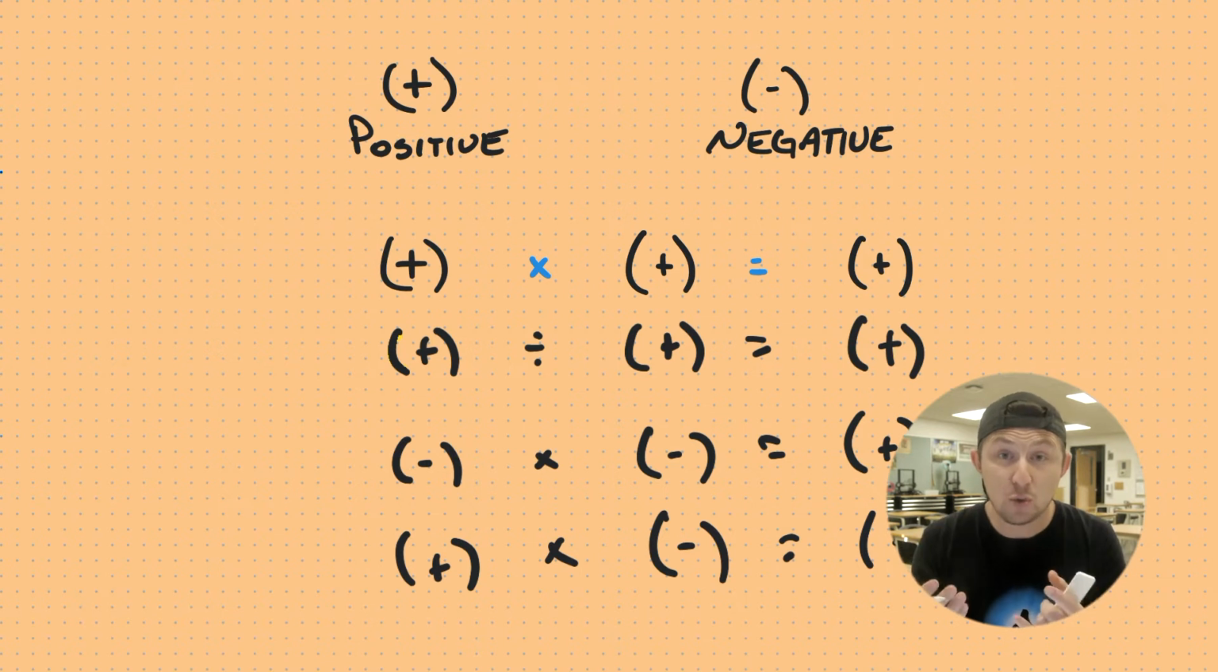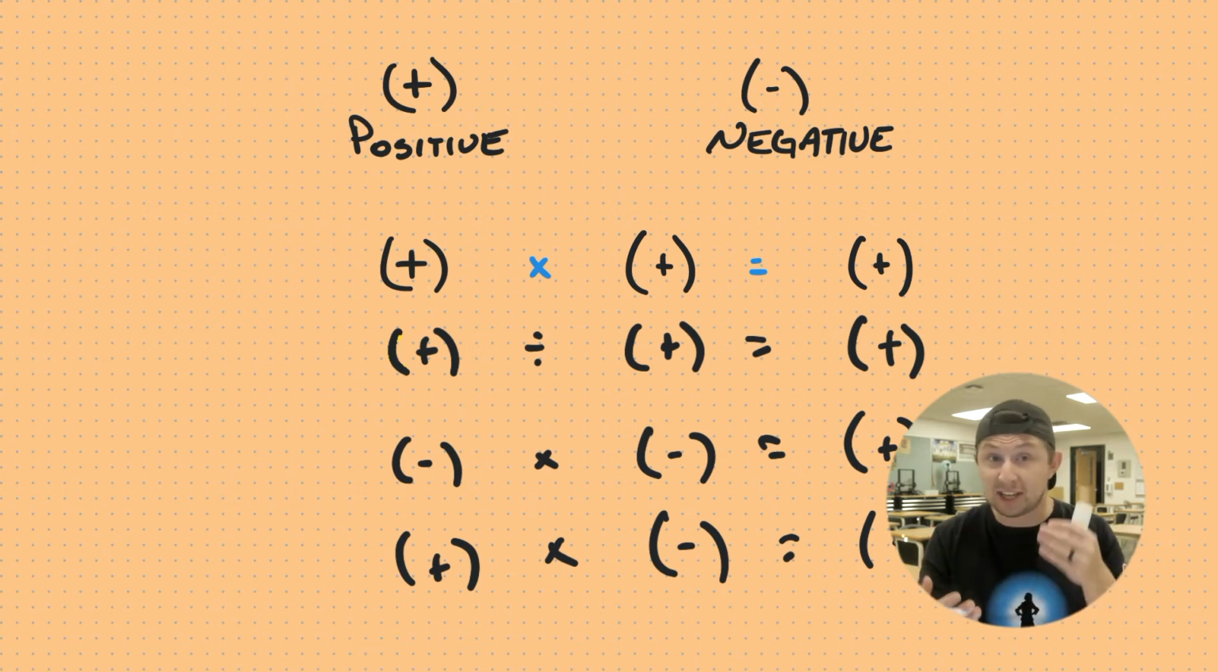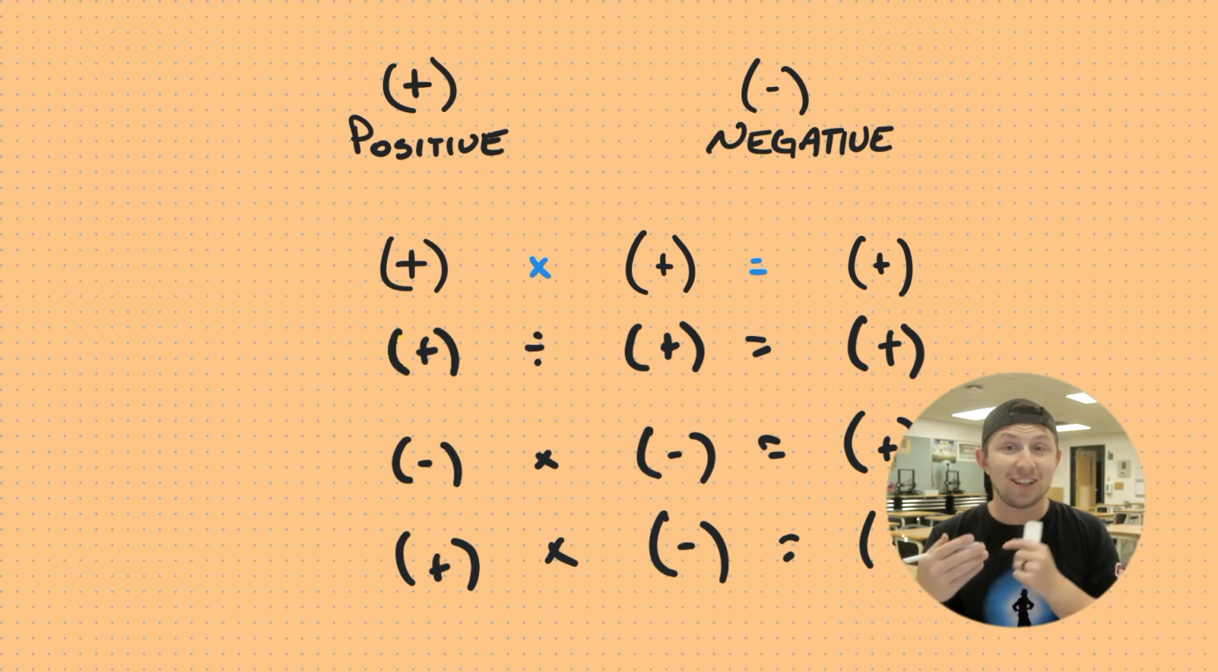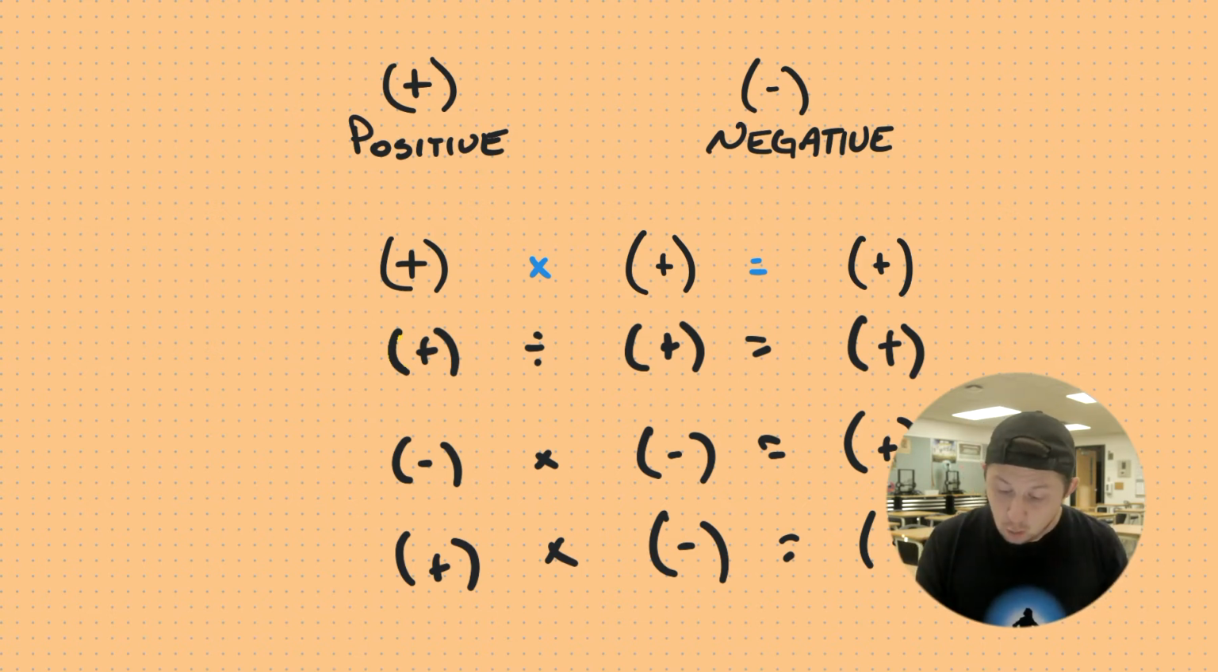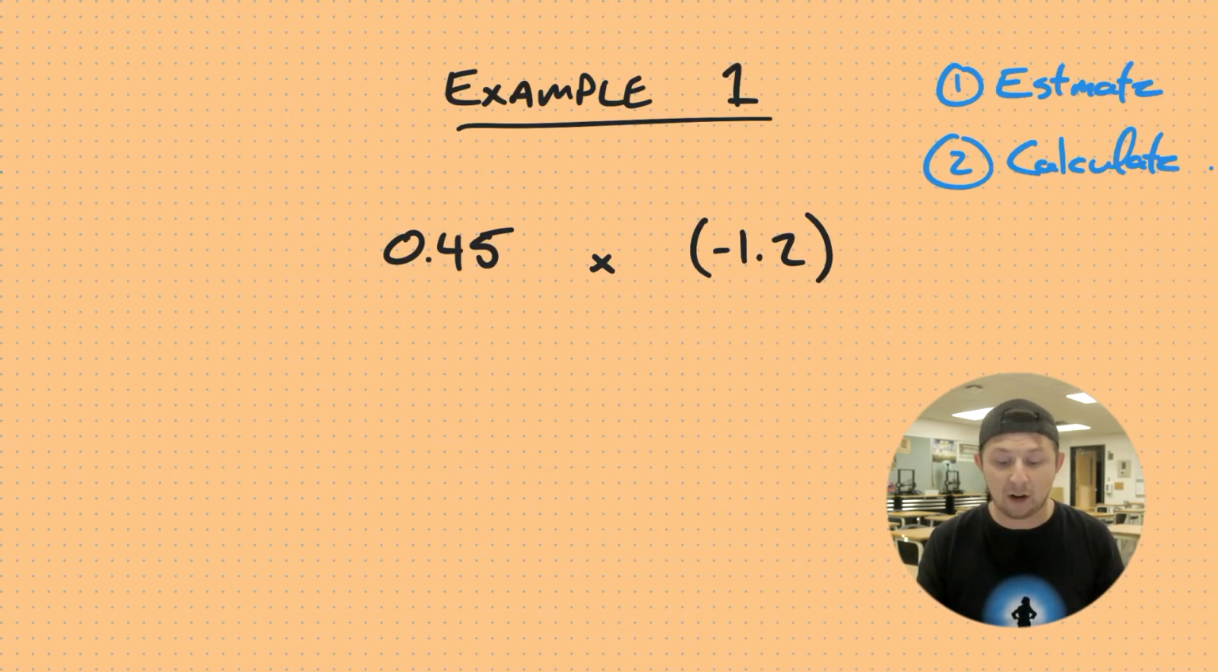So when you have two of the same thing, a positive and a positive, or a negative multiplied by a negative, or you could divide them as well, you end up with a positive. If you have two opposites, a positive and a negative, and you multiply or divide them together, you are going to get a negative. So with that in mind, let's look at our first example.